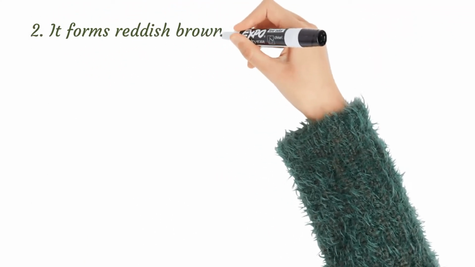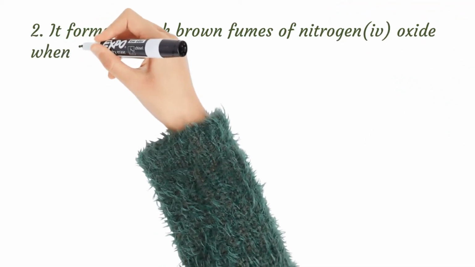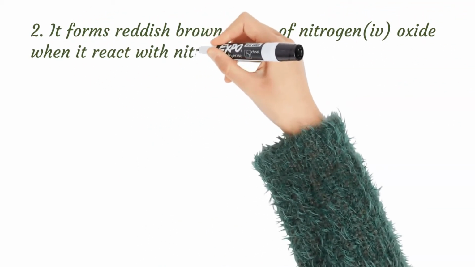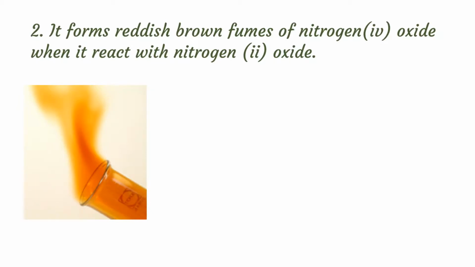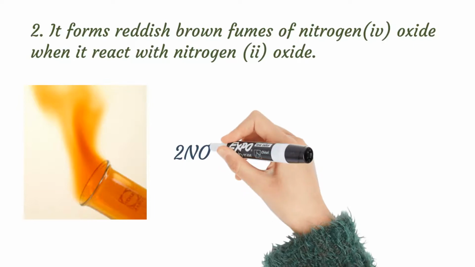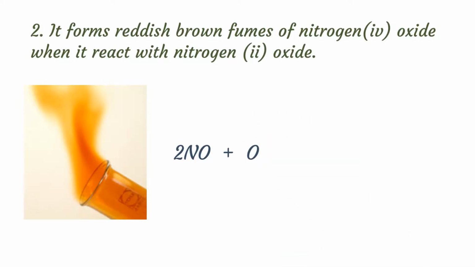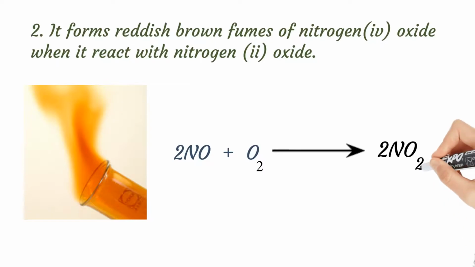Number 2, it forms reddish brown fumes of nitrogen 4 oxide when it reacts with nitrogen 2 oxide. So reddish brown fumes, as you are seeing. The equation of reaction is shown below. We have NO plus oxygen, which is nitrogen 2 oxide plus oxygen, produces nitrogen 4 oxide, which is NO2.